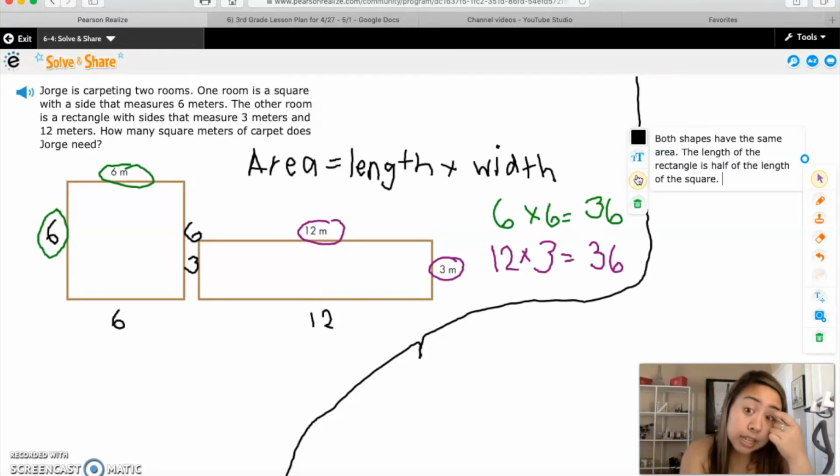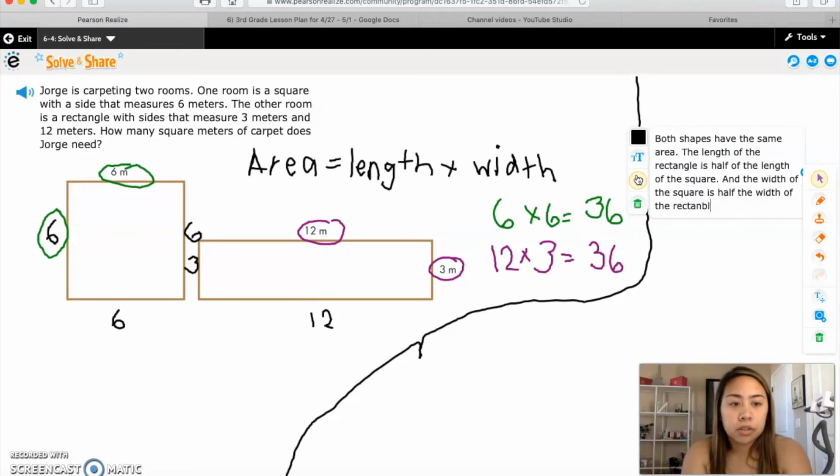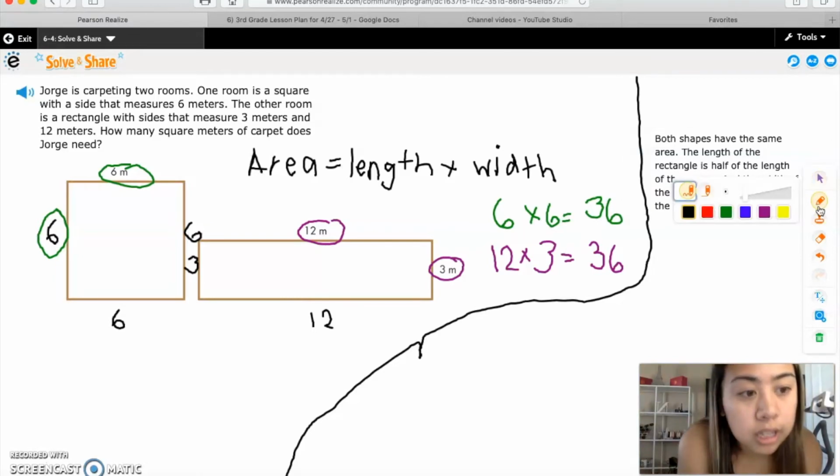And we could actually also say the same thing for the width, because the width of the rectangle is 12, whereas the width of the square is 6, and 6 is half of 12. So let's go ahead and add that. The width of the square is half of the width of the rectangle. Okay, so that is your look back.